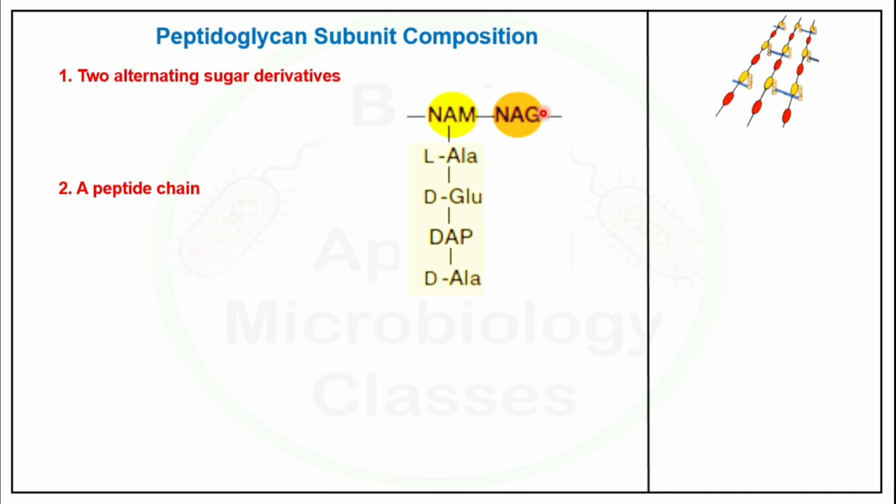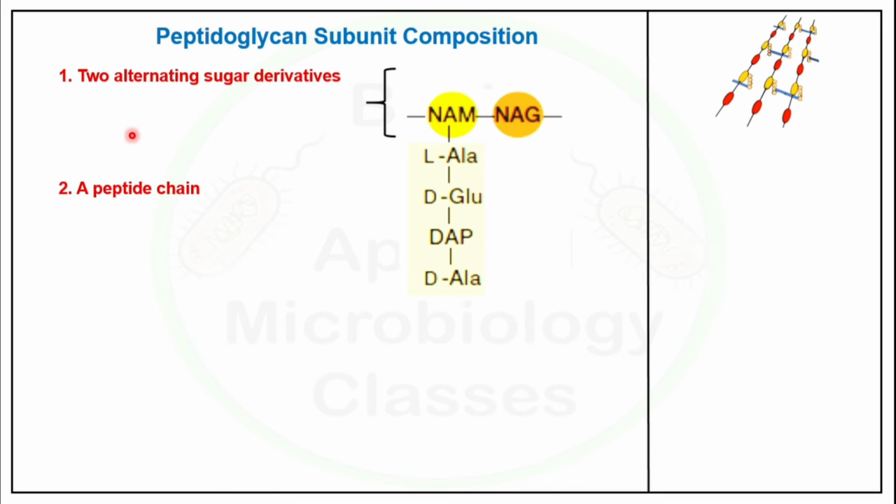Then you should know that here this picture is showing you two sugar derivatives. One sugar derivative is called NAM and another sugar derivative is called NAG, right? NAM and NAG. And these amino acids, L-alanine, D-glutamic acid and so on, these are four amino acids which are going to show you the formation of a peptide chain. So this picture is actually showing us what? Peptidoglycan subunit, right? One subunit, and which are then lined up with each other to form the polymer. Let's understand in detail now about these sugar derivatives and amino acids, right?